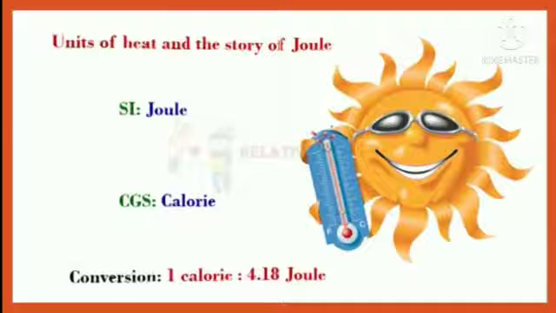The unit of heat in SI system is joule, while that in CGS units is calorie, and 1 calorie is equivalent to 4.18 joule. 1 calorie heat is the heat required to increase the temperature of 1 gram of water through 1 degree Celsius.